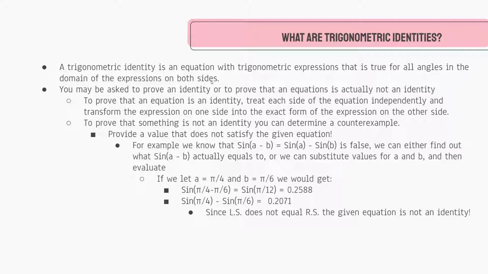Doing that exact same thing on the other side, where we plug in a and b, we actually find out that that side is equal to 0.2071. Since those two values don't equal, we have proven that for this particular point, the equation is not true. And since for a point the equation is not true, therefore it cannot be an identity. As I said before, it has to be true for all possible values of the domain. So that is the process for figuring out something is not an identity.